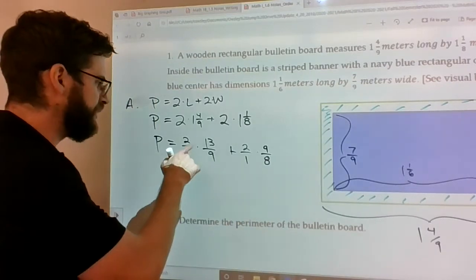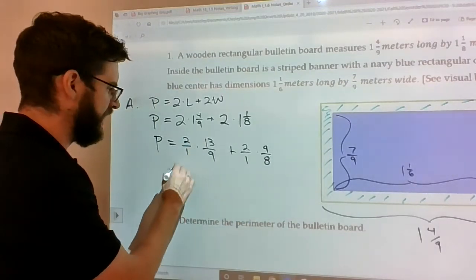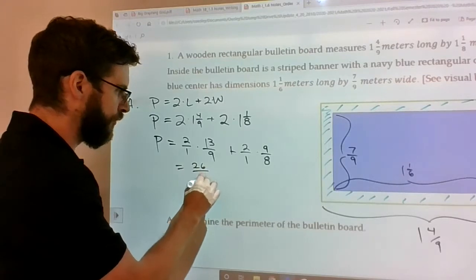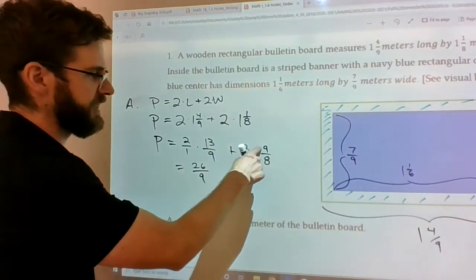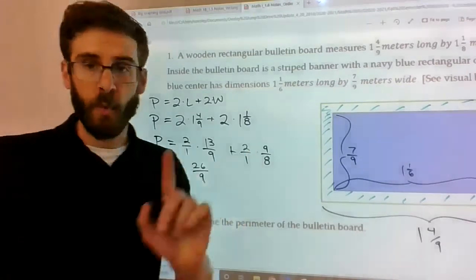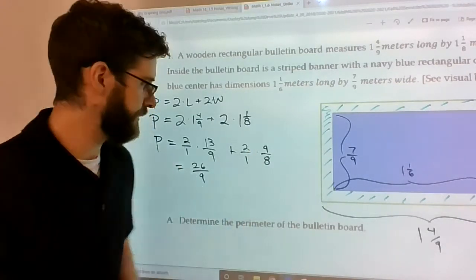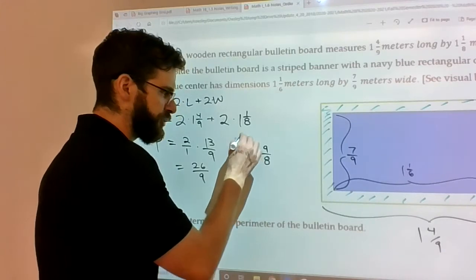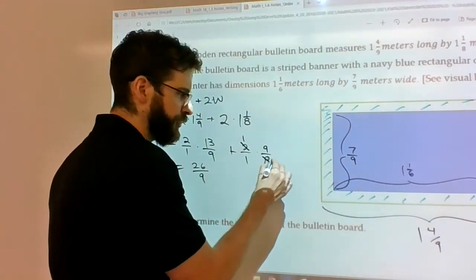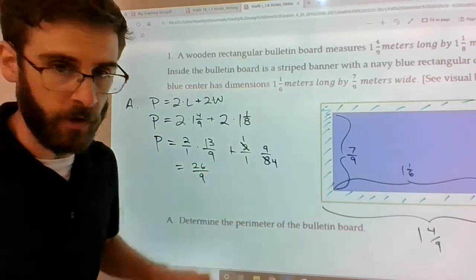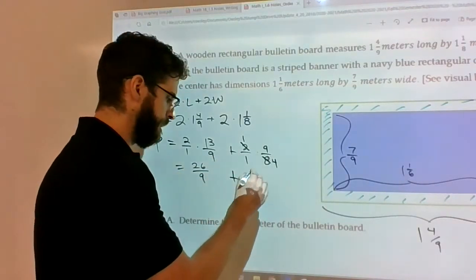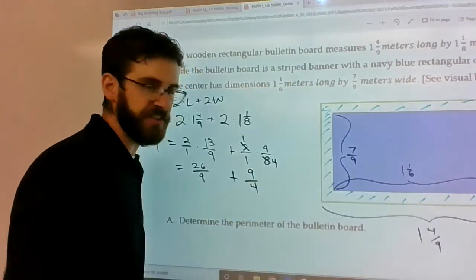Okay, so then you got 2 times 13 over 1 times 9, that's 26 over 9. Then you're going to have 2 over 1 times 9 over 8, that's going to be, well, we got a cross cancellation first actually. 2 divided by 2 is 1. 8 divided by 2 is 4. So it's actually 1 times 9 over 1 times 4. So it ends up being 9/4.